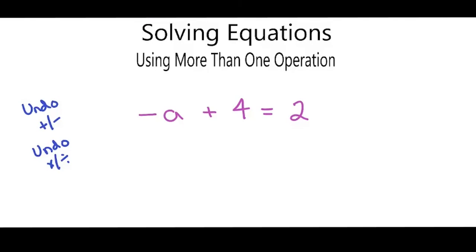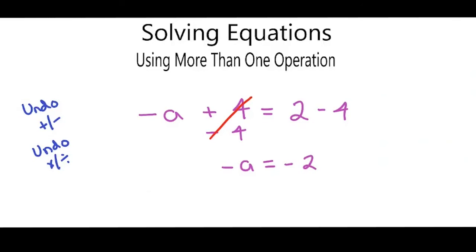So here I have negative a plus 4 equals 2. And remember, my goal is to get a by itself. So the first thing I need to do is undo adding and subtraction. So here I see I have a plus 4 on this side of the equation with the a. So the first thing I will do is subtract 4 on both sides of the equation. That'll cancel these 4s, bring down the equal sign, and what I'm left with is negative a is equal to, well, 2 minus 4 is negative 2.